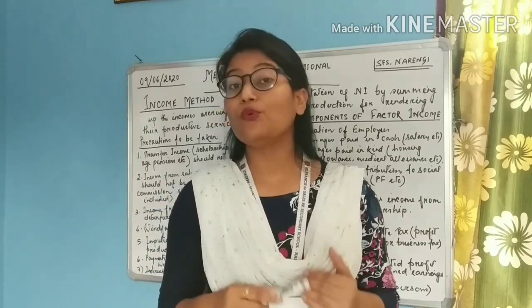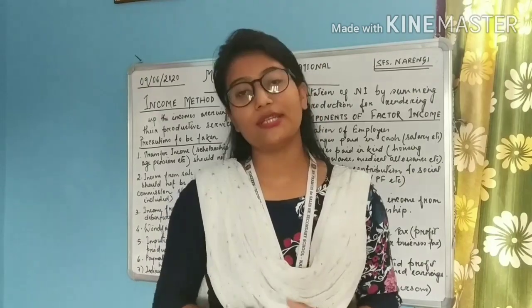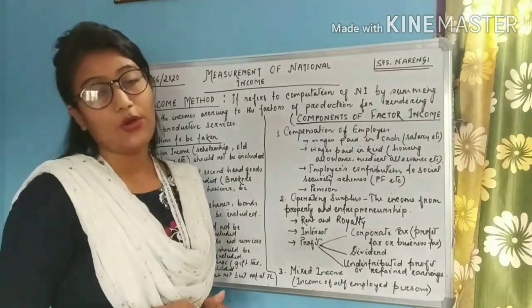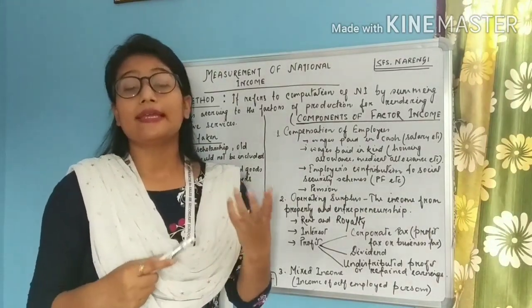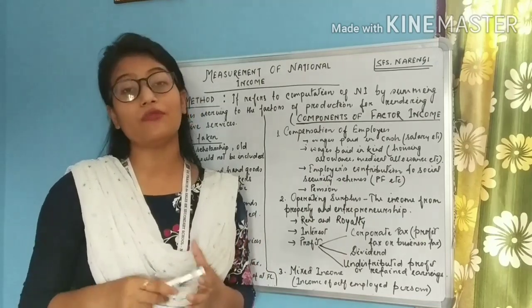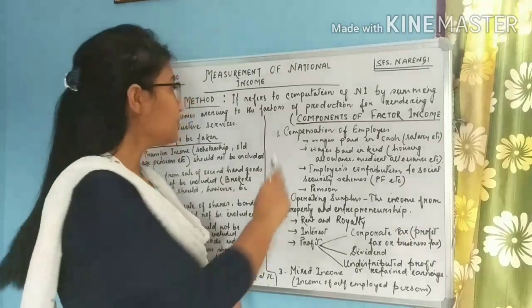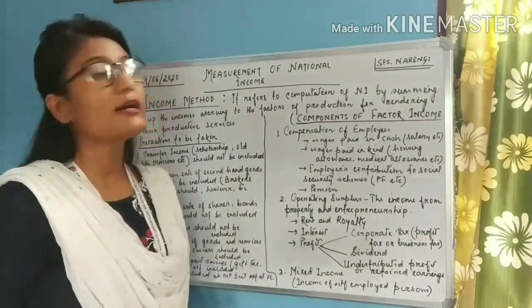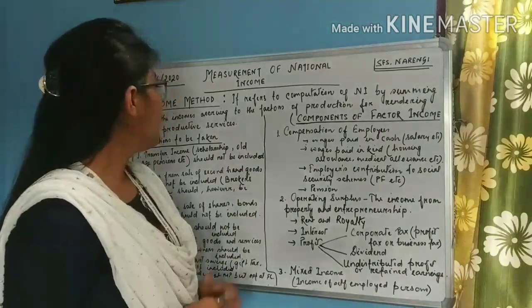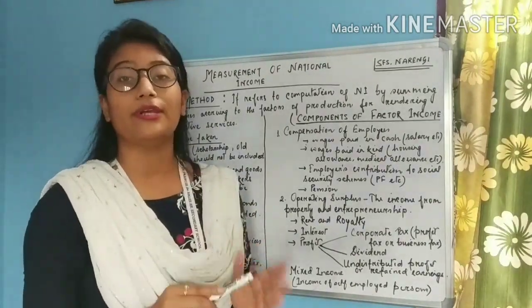So today let us move to the second important method of computing national income, that is the income method. Well students, income method calculates national income from the perspective of the total volume of income generated in the economy, right? So it refers to the computation of national income by summing up the incomes accruing to the factors of production for rendering their productive services.